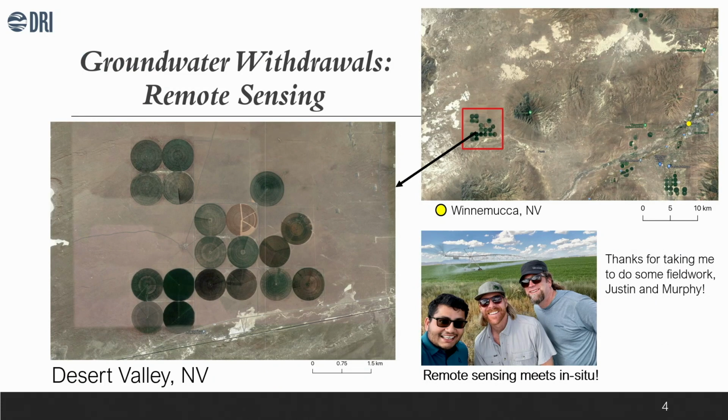And this is what we see from space. This is in nearby Winnemucca, Nevada, where we have multiple circles popping up, as you see. And then this is a zoomed in view. Thanks to Murphy and Justin for taking me to a field work. It was really fascinating for me, and I got to understand a lot about the fields.